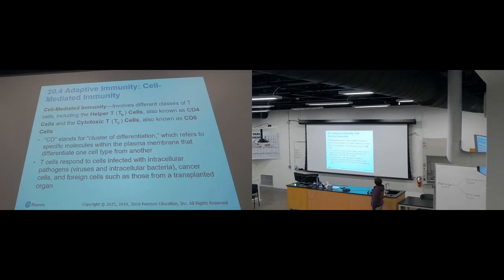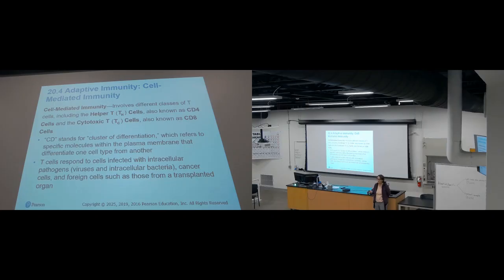Now, cell-mediated has different classes of T lymphocytes. Helper T cells or Th cells, which are also known as CD4+. These are the lymphocytes that are destroyed by HIV. And then we have cytotoxic T cells, or TC cells, which are also known as CD8+. And these ones are directly attacking the cells that are infected.